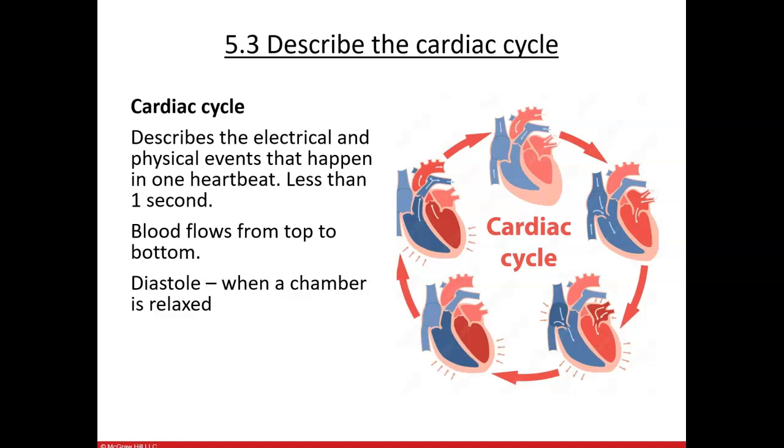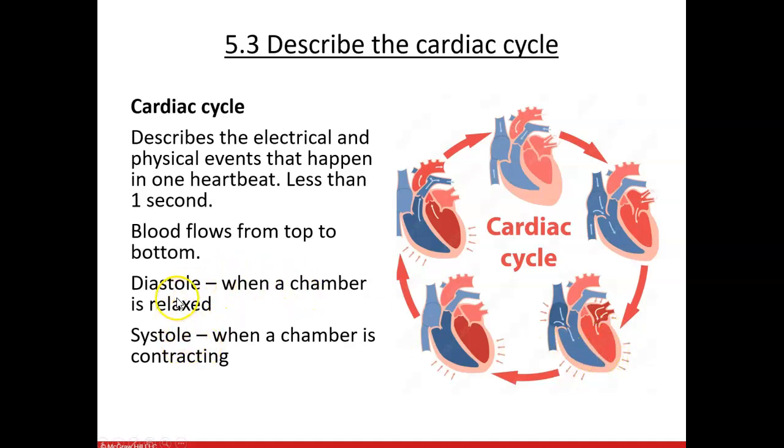There's some words here that I think you've heard of because you've heard of blood pressure. The words are diastole and systole. Diastole is when a chamber is relaxed. So here you can see the ventricles are in diastole. The whole heart's relaxed. Or here, the top two chambers are contracted, the bottom's relaxed. Systole is when a chamber is contracting. So the atria are in systole, the ventricles are in diastole in this situation.